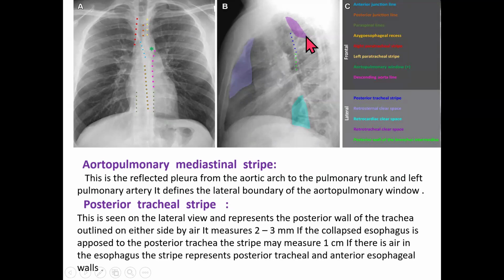Posterior tracheal stripe, this is seen on the lateral view and represents the posterior wall of the trachea outlined on either side by air. It measures 2 to 3 millimeters. If a collapsed esophagus is opposed to the posterior trachea, the stripe may measure 1 cm. If there is air in the esophagus, it represents the posterior tracheal and anterior esophageal wall.